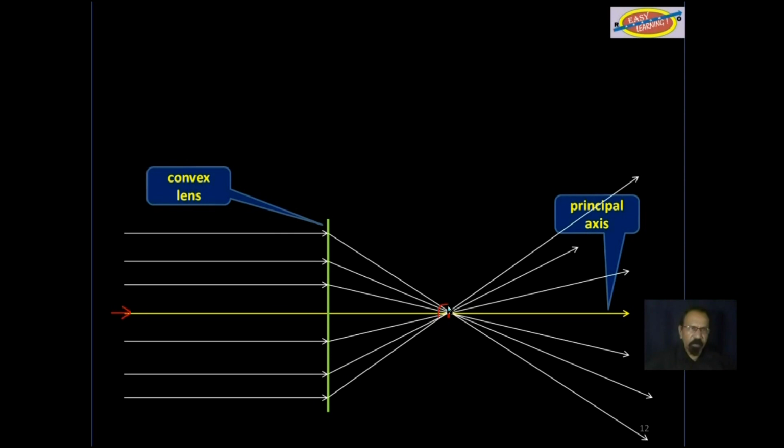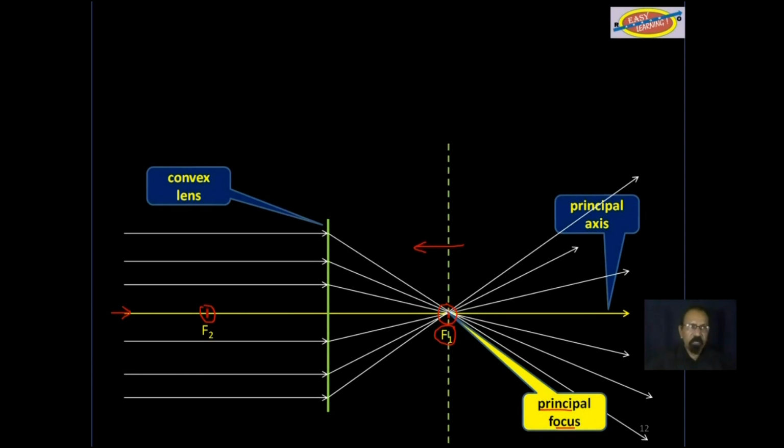Now, this point here has a special name, and it is called the principal focus, labeled F1. Of course, if those rays were coming from the right-hand side towards the left, you would have a similar point, which is called F2 on the other side. Let's go back to the rays coming from the left-hand side to the principal focus at F1.